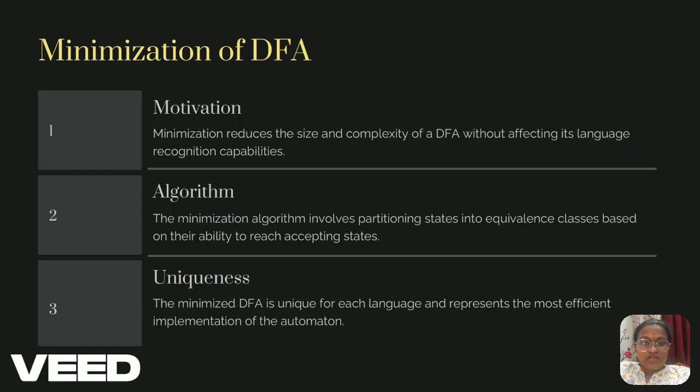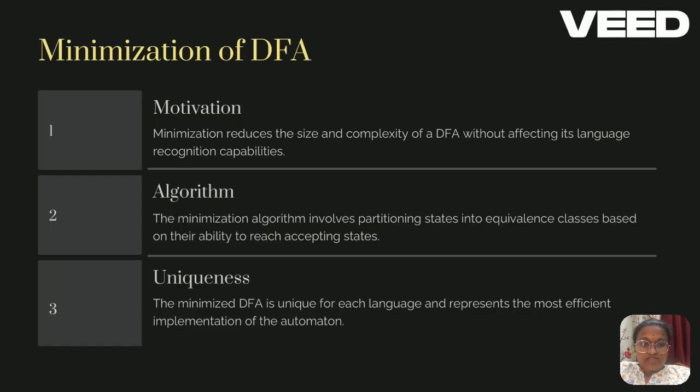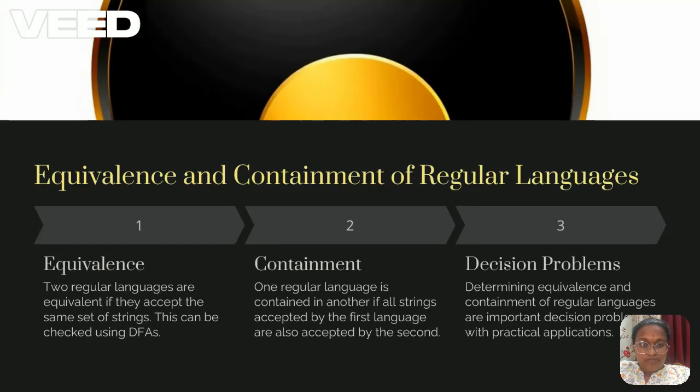Next is minimization of DFA. Motivation: minimization reduces the size and complexity of a DFA without affecting its language recognition capabilities. The algorithm used for minimization partitions states into equivalence classes based on their ability to reach accepting states. Uniqueness: the minimized DFA is unique for each language and represents the most efficient implementation of the automaton.